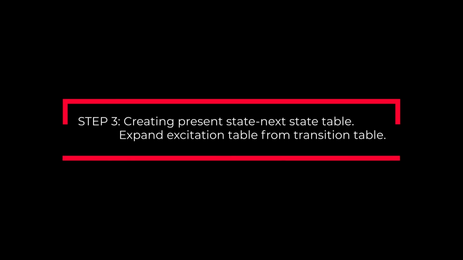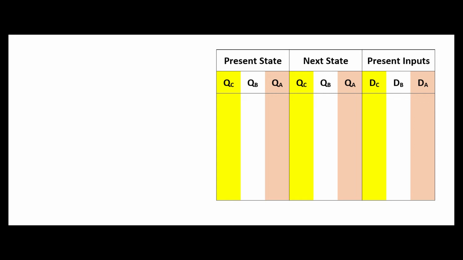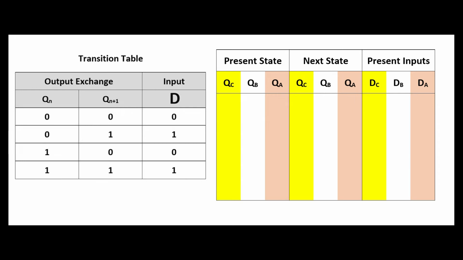Now, we go for the third step. This is the most important step to differentiate among types of flip-flop used. Please give more attention. Build the excitation table from the transition table. In this case, we use the D flip-flop transition table.